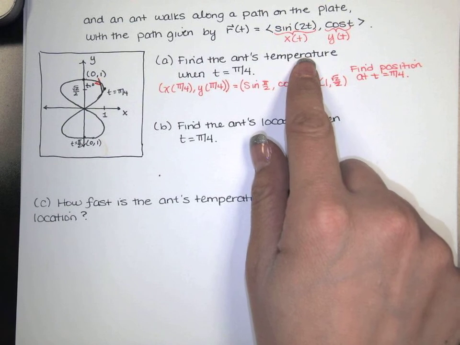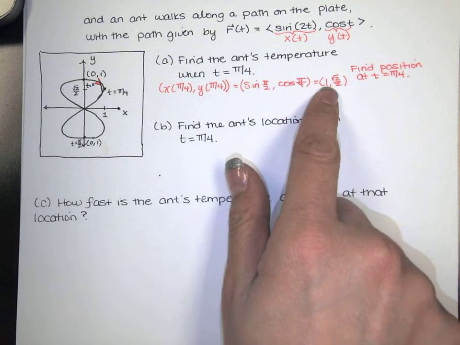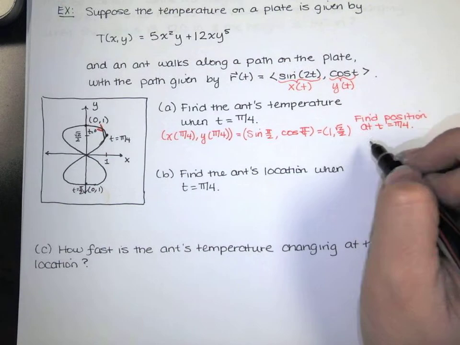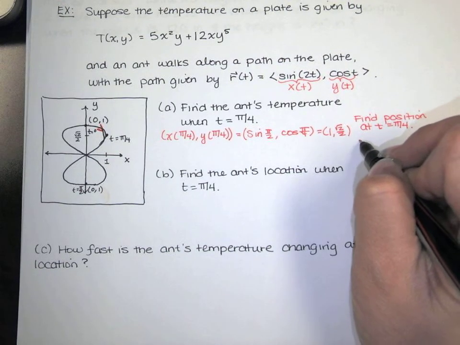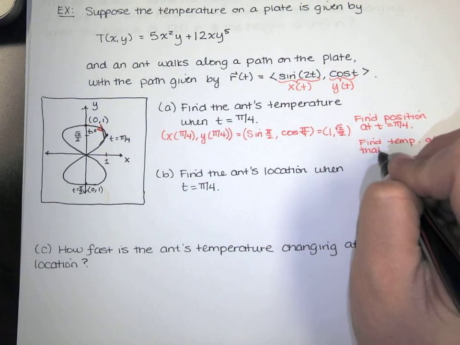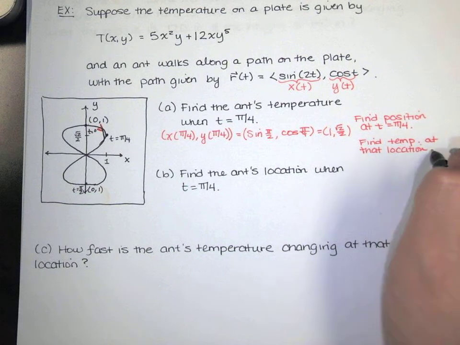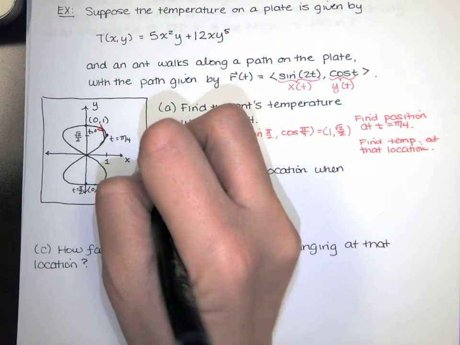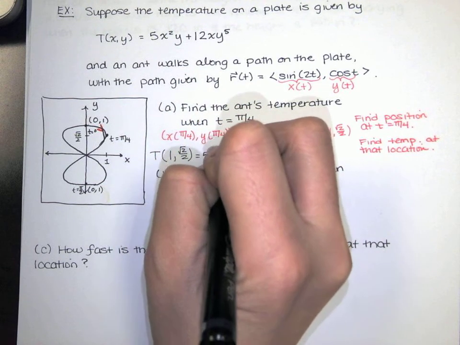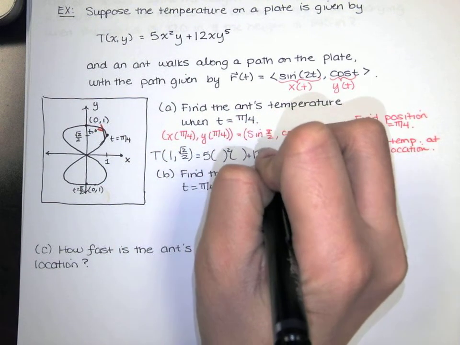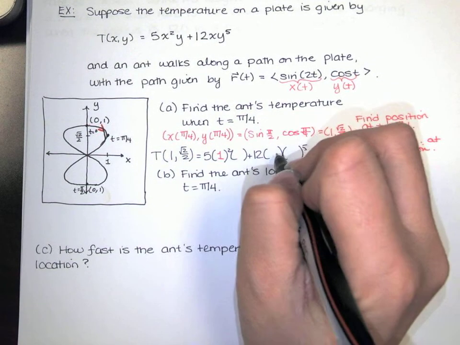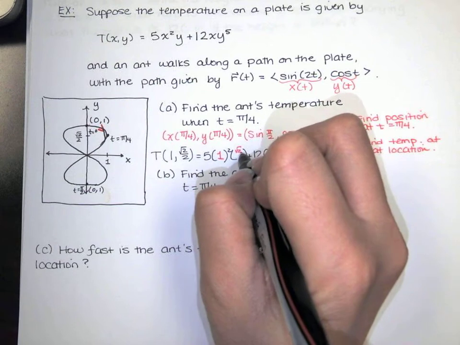but we weren't asked for position, we were asked for temperature. So what I do is I take my position, my x, y here, and I substitute it into my temperature function. So we find the temperature at that location. So we're evaluating T at 1 and square root of 2 over 2. So you have 5 times x squared times y plus 12 times x times y to the 5th. X is replaced with a 1. Y is replaced with the square root of 2 over 2.